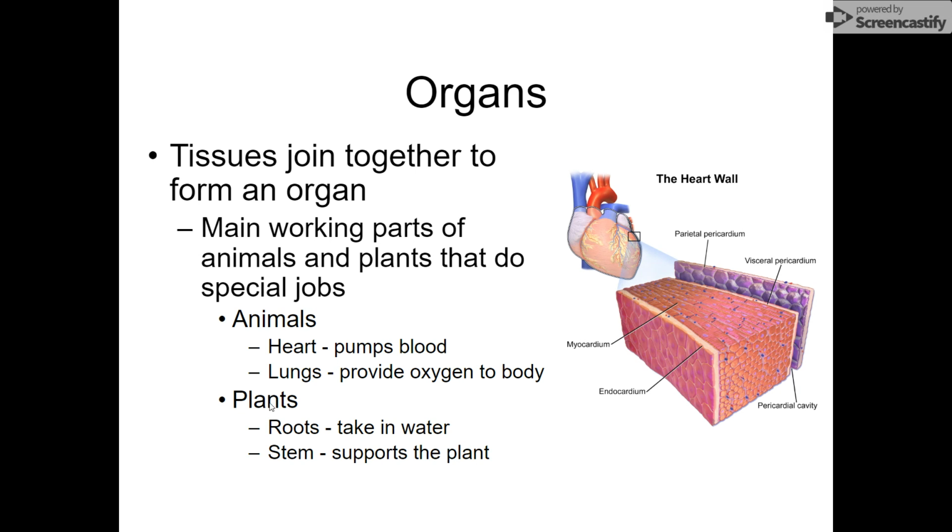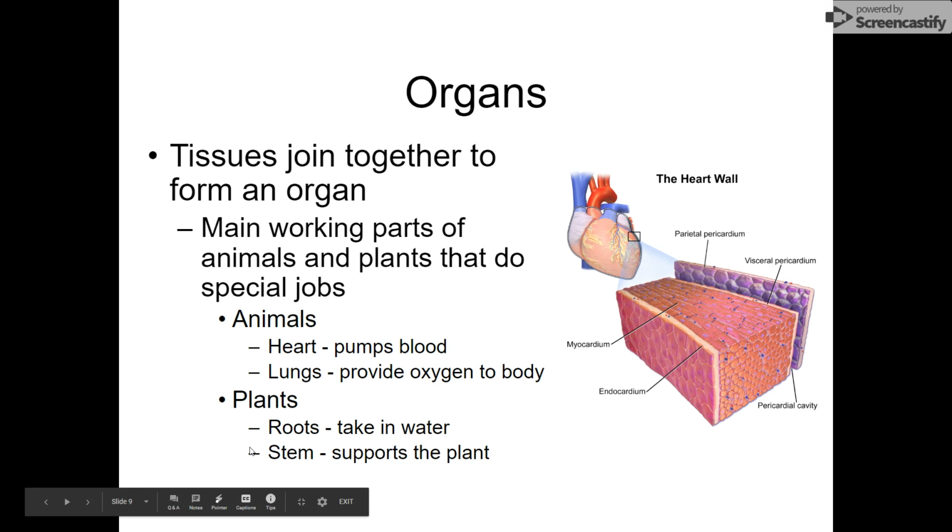Then we have plants. Root cells make root tissue that forms roots. The roots are the organ of the plant that takes in the water. Same thing with the stem. The cells of the stem, not stem cells, make stem tissue, which makes the stem that supports the plants. That lets the water travel inside the stem up to the leaves. The stem also supports the leaves and other parts of the plants.